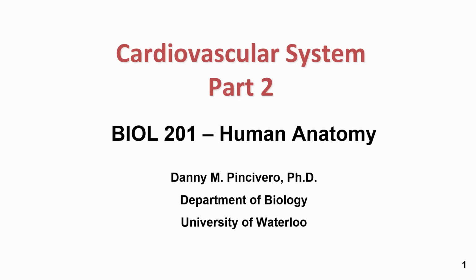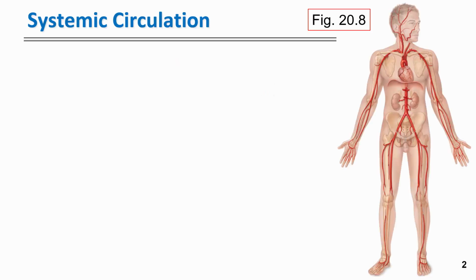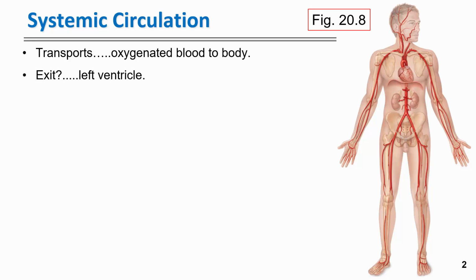In this lecture, we're going to review the systemic circulation and identify the major blood vessels in the body. And so, as a reminder, the systemic circulation, as pictured here on the right-hand side, is the circulation that transports oxygenated blood to the body on the arterial side, but also will return deoxygenated blood back to the heart.